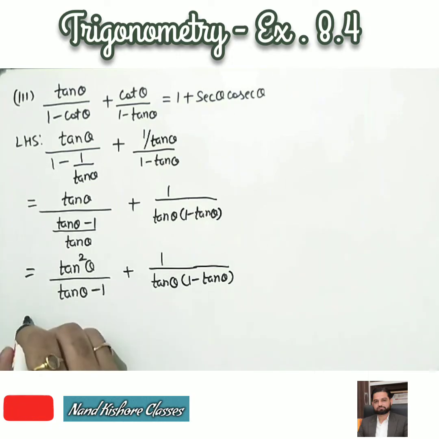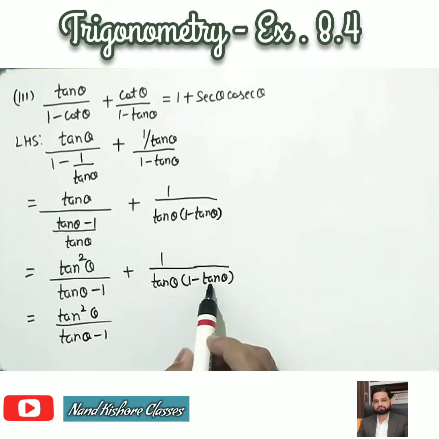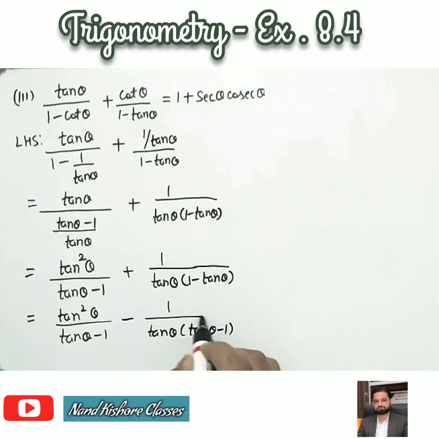So in my next step, because I want to take the LCM, if this is tangent theta minus 1, I want here also tangent theta minus 1. For that I need to take minus common out of it. This positive sign I am going to change to negative, and in the denominator 1 minus tangent theta can be written as tangent theta minus 1, right? Just minus common we have taken. If you send this minus back to this bracket, you will get the above value.